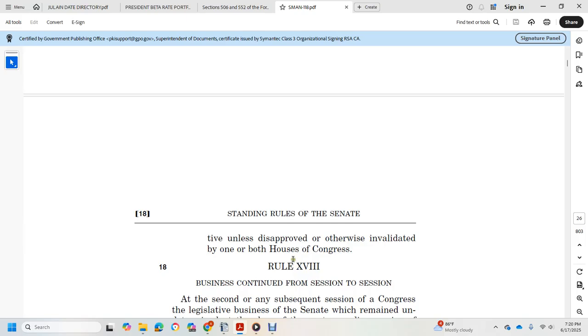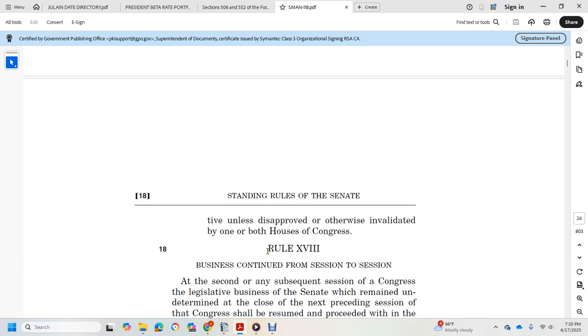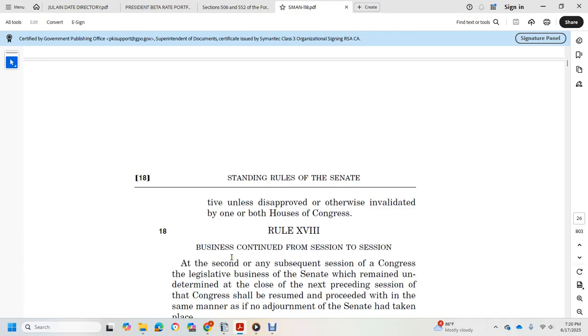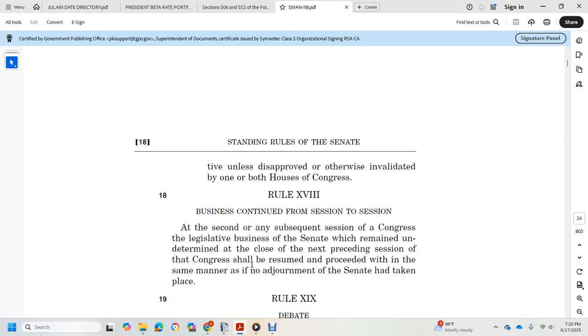Rule 18. Business continued from session to session. At the second and subsequent sessions of the Congress, legislative business which remained undetermined at the close of the next preceding session shall be resumed and proceeded with in the same manner as if no adjournment of the Senate had taken place.